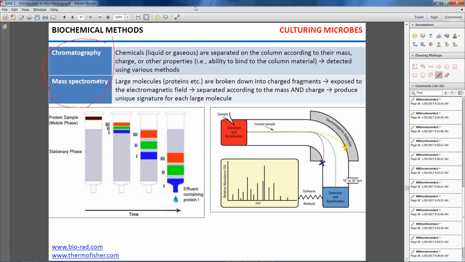Bacteria produce a number of chemicals, right? They make metabolites. And different bacteria will produce different sets of metabolites. So they will produce sort of a unique chemical signature. By identifying those chemicals, you can essentially identify a bacteria.